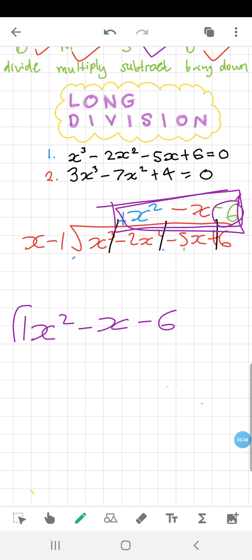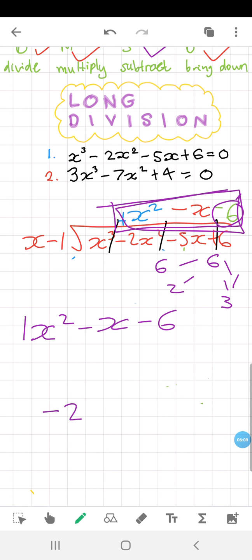Now, the first number here, or the first coefficient, is 1, and the last one is 6. Multiply those, and you'll get 6. What factors of 6, when added or subtracted, will give us the middle term, which is -1 in this case? So first, let's get the factors. It's 6 and 1, and it's 2 and 3, because 2 times 3 is 6. So now, when I add or subtract 2 and 3, how will I get -1? Because I just know there's no way I can add or subtract 6 and 1 to give me -1.